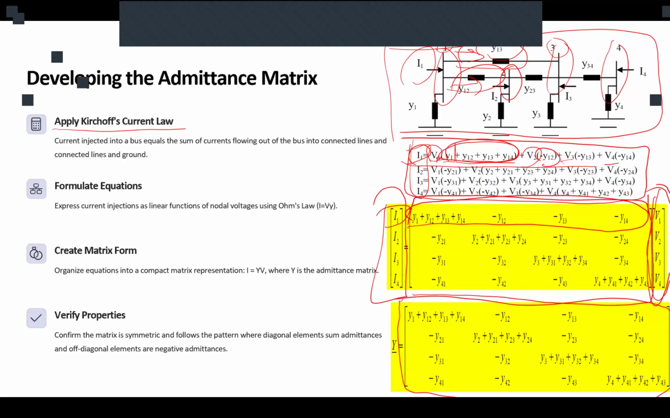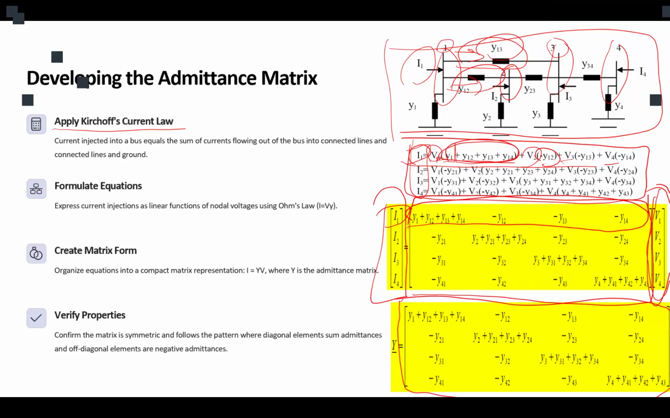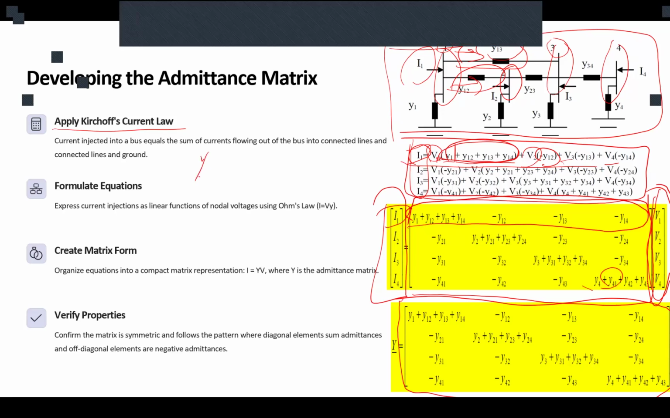What do you mean? Well, it has 34, 23. No. 4, 1. Why 4, 1? Admittance between this... Y41 means the admittance between bus 1 and 4, or 4 and 1.